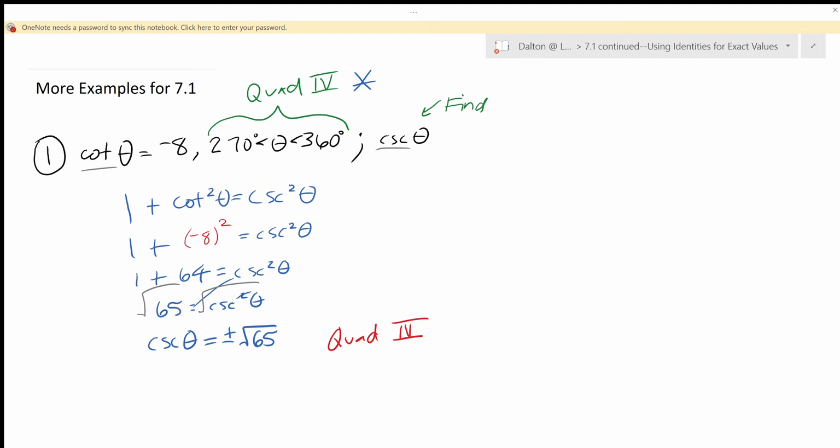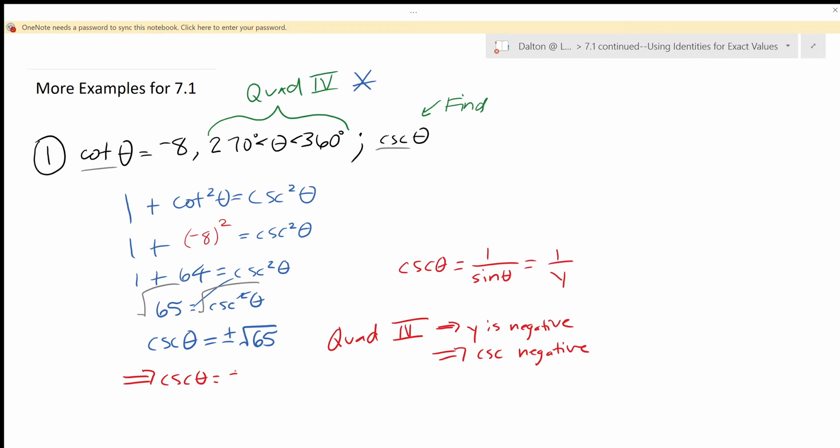So recall, cosecant is the same thing as 1 over the sine of theta, right? So that's actually 1 over y. In this case, in quadrant 4, we know that our y value must be negative. So in quadrant 4 implies y is negative, which implies cosecant is also negative. Therefore, the cosecant of theta is equal to negative square root of 65.